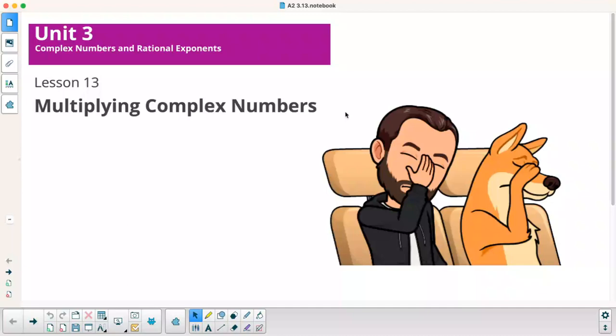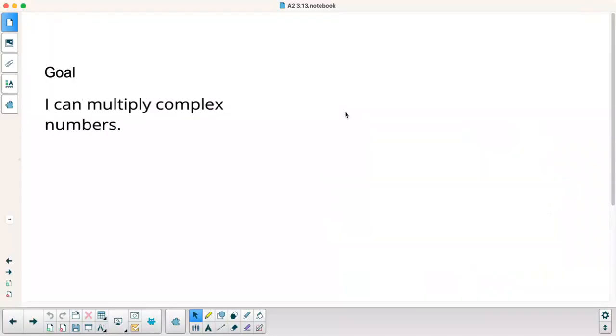Illustrative Math, Unit 3, Lesson 13 is called Multiplying Complex Numbers. So our goal today is very simple: I can multiply complex numbers.